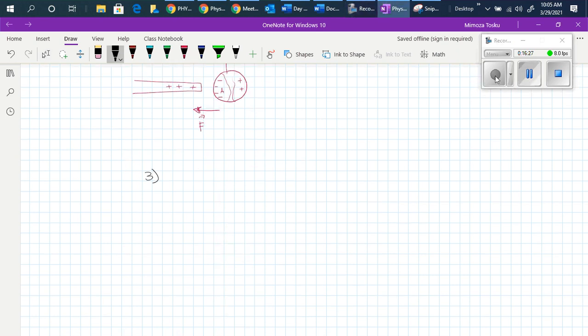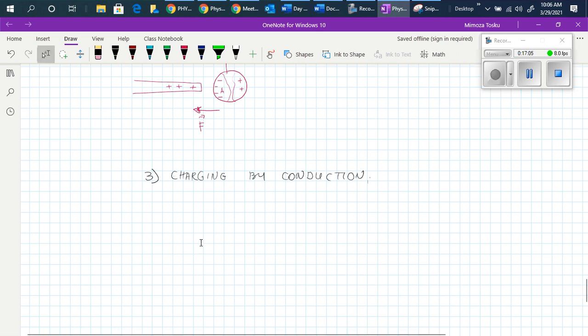The third type of charging that we can do to an object is charging by conduction. In this case, the two objects are in contact with each other. When they are in contact, the charges are distributed along the two objects, and this will emphasize again the conservation law of charges.